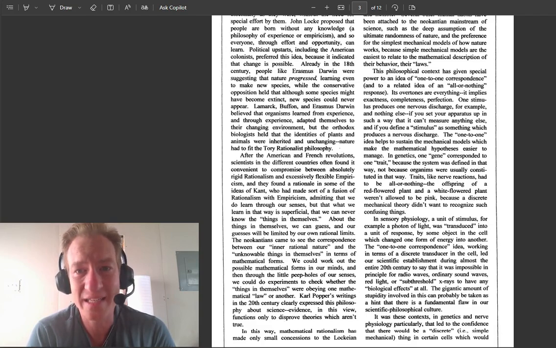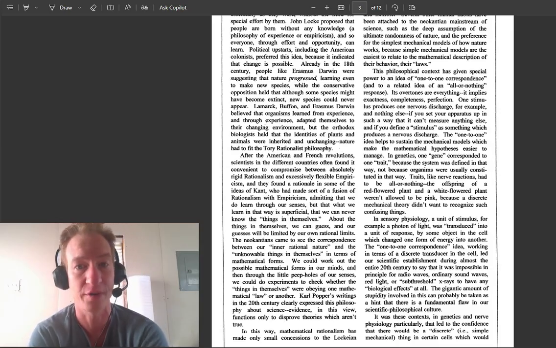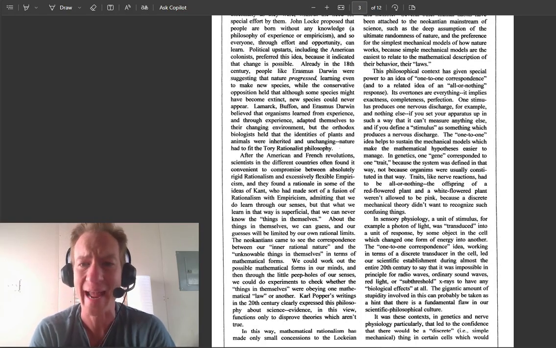And to a related idea of an all-or-nothing response. Its overtones are everything. It implies exactness, completeness, perfection. One stimulus produces one nervous discharge, for example, and nothing else. If you set your apparatus up in such a way that it can't measure anything else, and if you define a "stimulus" as something which produces a nervous discharge, the "one-to-one" idea helps to sustain the mechanical models which make the mathematical hypotheses easier to manage.